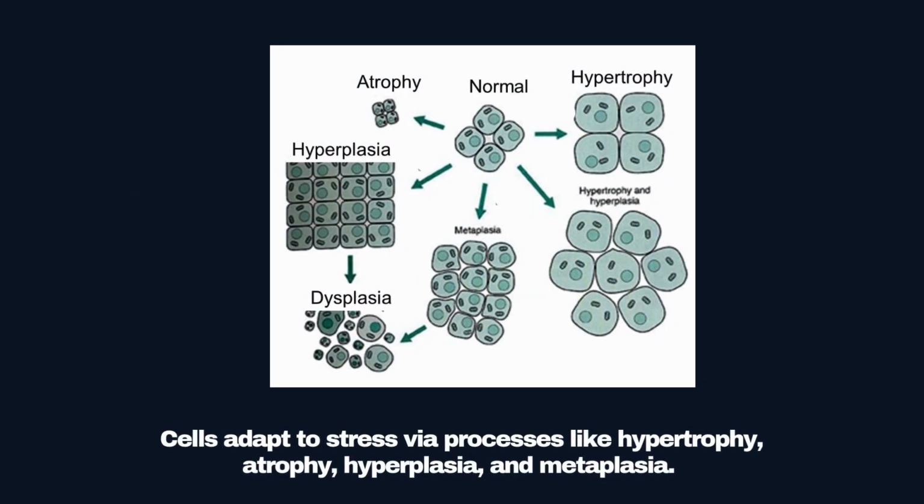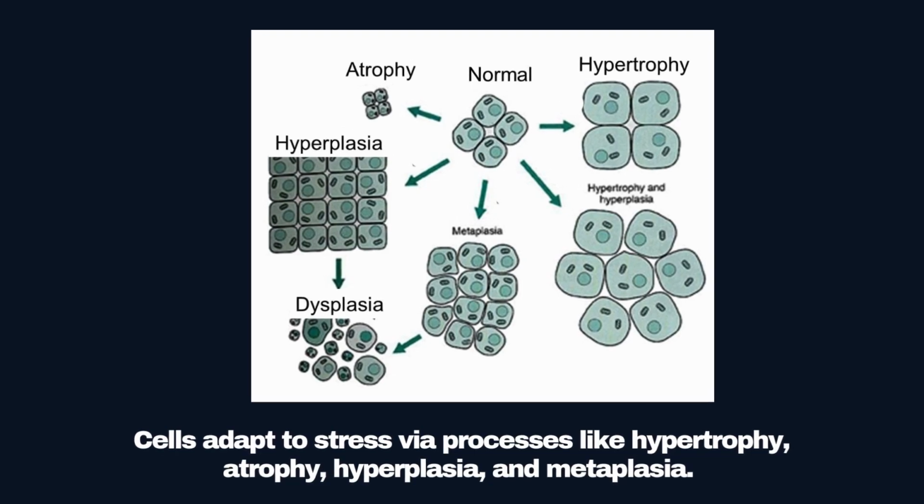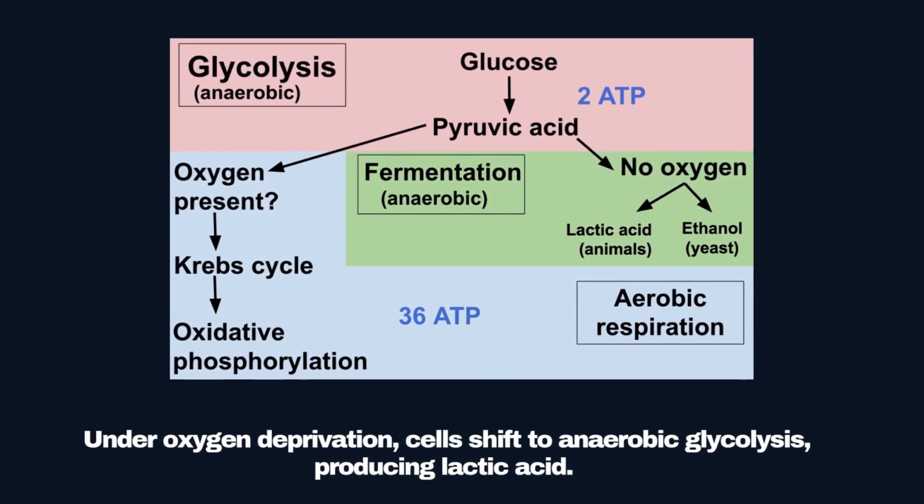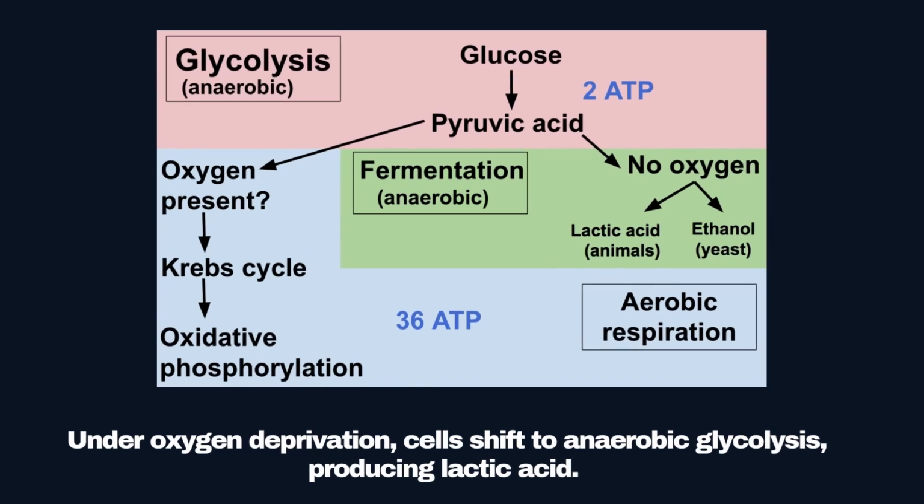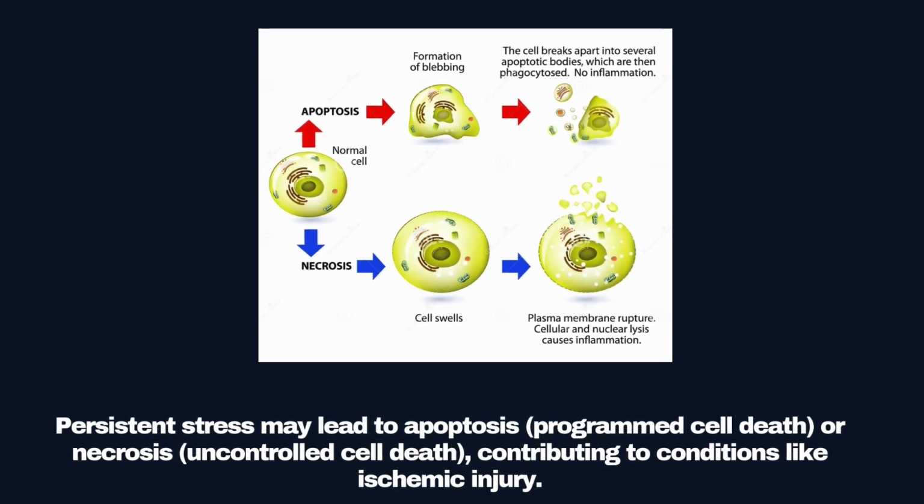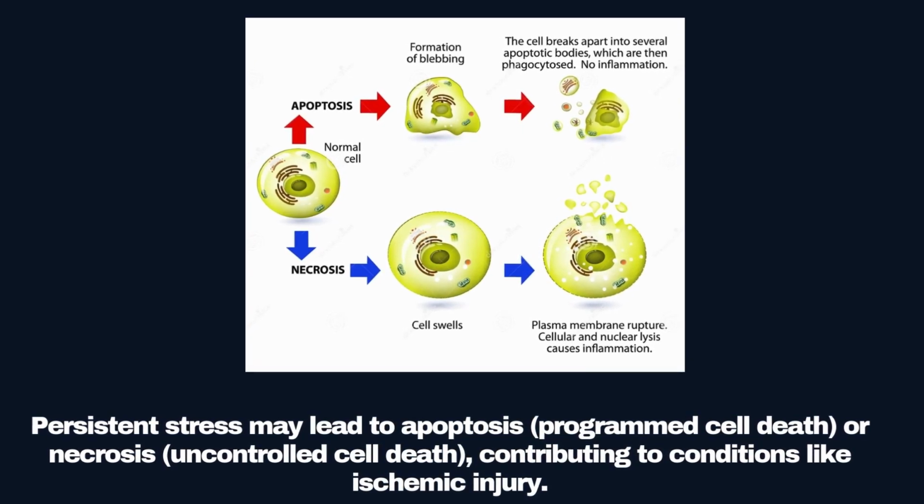Cellular adaptation to stress. Cells adapt to stress via processes like hypertrophy, atrophy, hyperplasia, and metaplasia. Under oxygen deprivation, cells shift to anaerobic glycolysis, producing lactic acid. Persistent stress may lead to apoptosis, programmed cell death, or necrosis, uncontrolled cell death, contributing to conditions like ischemic injury.